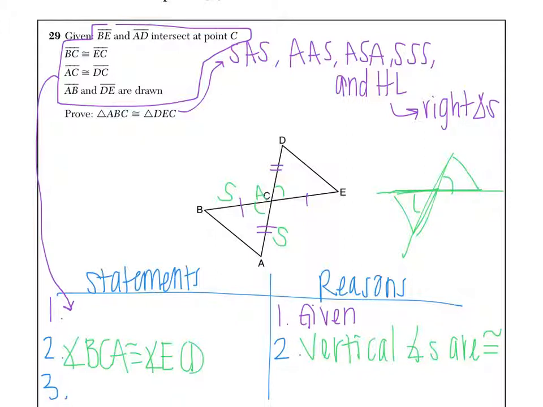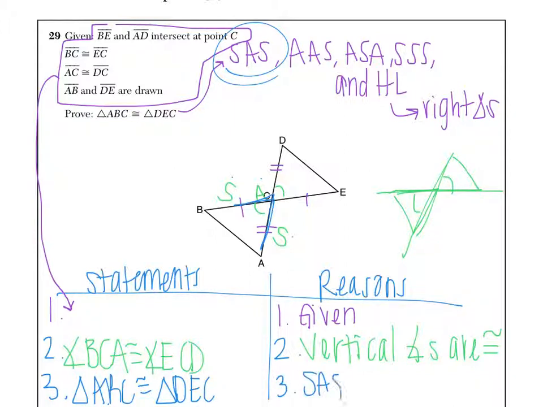So now it looks like I have side, angle, side, where my angle is touching both of the marked sides. So now I get to prove, this is a short 3-step proof. Triangle ABC is congruent to triangle DEC by side, angle, side.